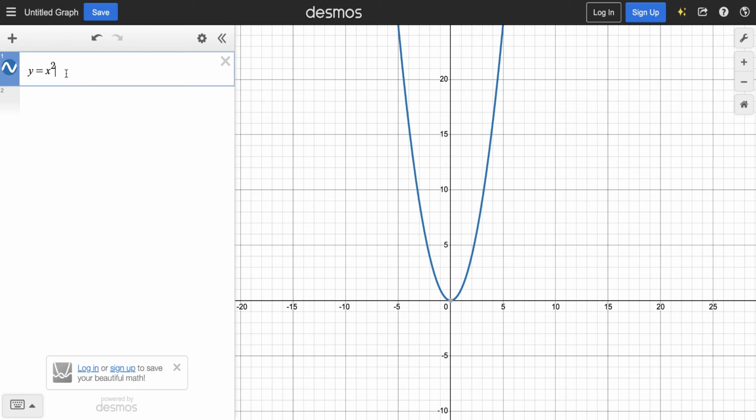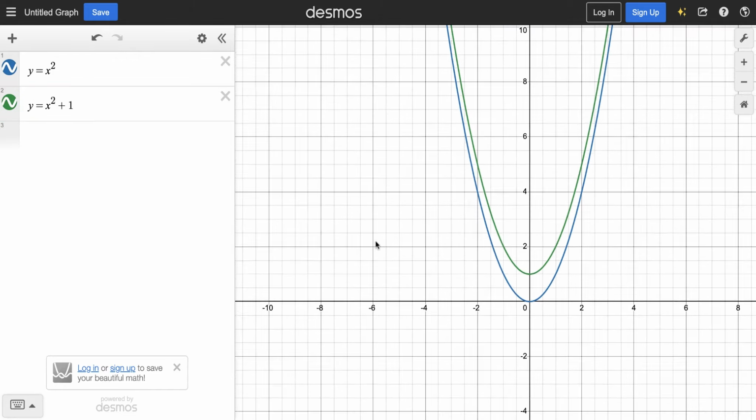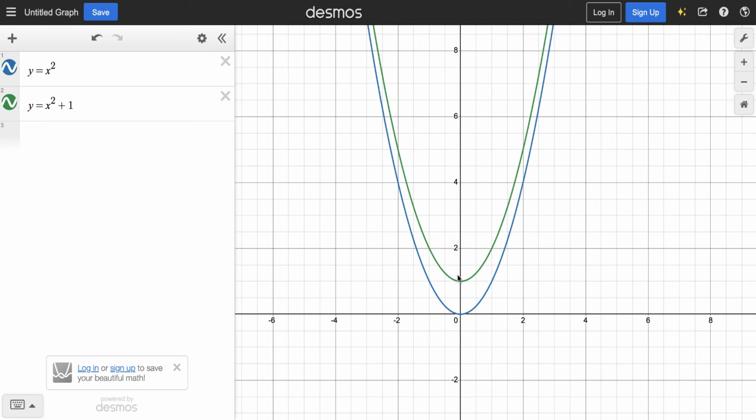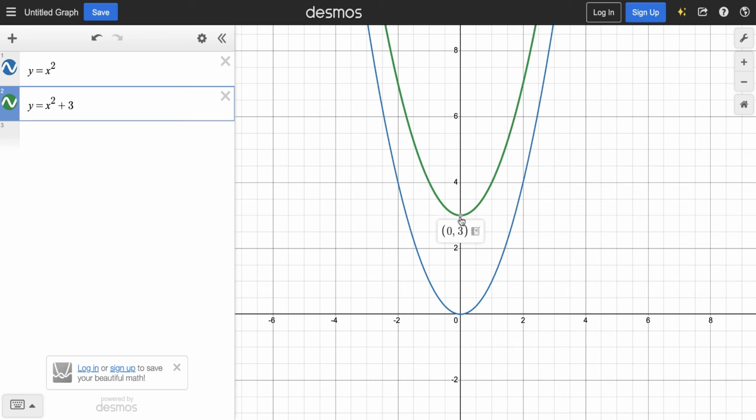So in this case, if I have y is equal to x squared, let's say I did y is equal to x squared plus 1. Well, what happened there? My function moved up by 1 unit. So every y value that I had in the green graph is just 1 unit higher. If I added 2, then it's 2 units higher.